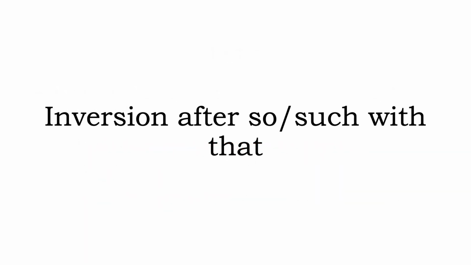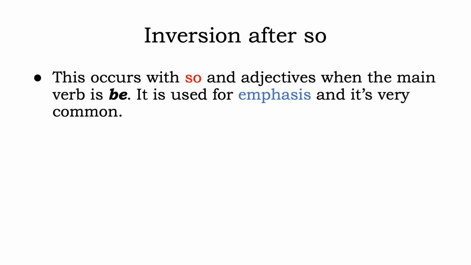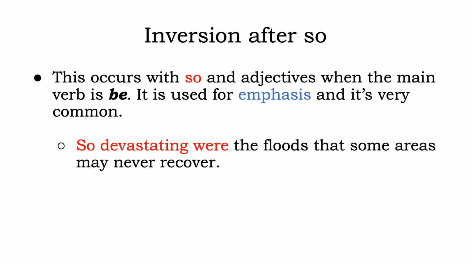We can also use inversion after so or such, with that, and I'm going to give some more details about that. Inversion after so occurs with so and adjectives when the main verb is to be, and this is of course used for emphasis, and it's very common. We can find this expression in English very commonly. For instance, so devastating were the floods that some areas may never recover.